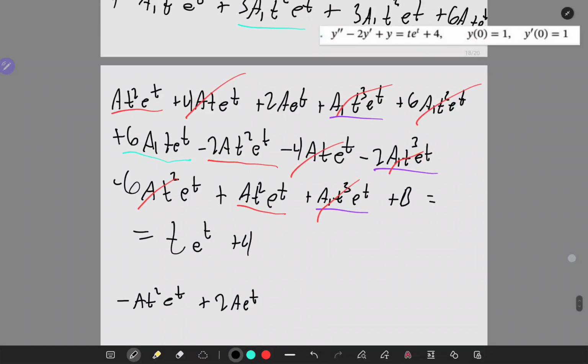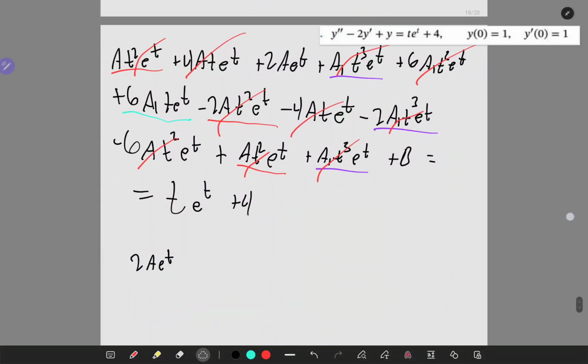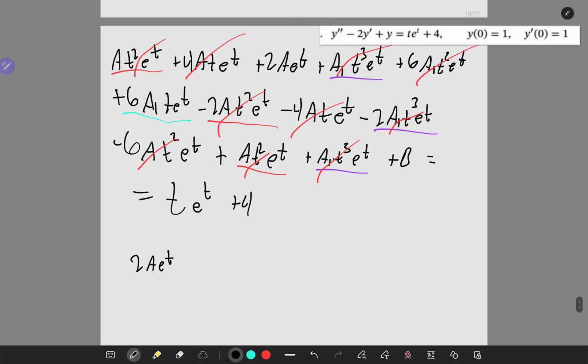And then we're left with, I did the red ones, right? Oh wait, I forgot the plus 1 over here. These completely cancel out as well. Forget that term. And then we have plus b. Is that it? That's simplified really nicely if that's it. We were left with 6At e to the t. Did I miss? Oh yeah, I missed the green one. Okay, so plus 6A1 t e to the t plus b is equal to t e to the t plus 4.